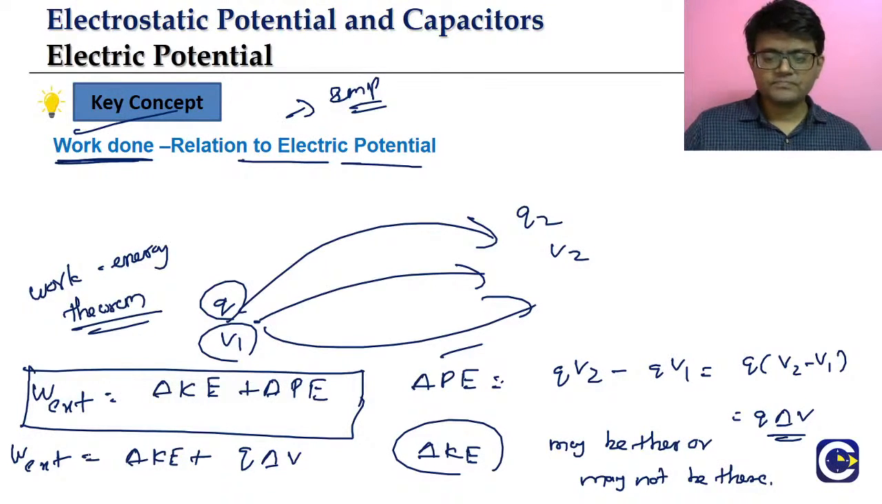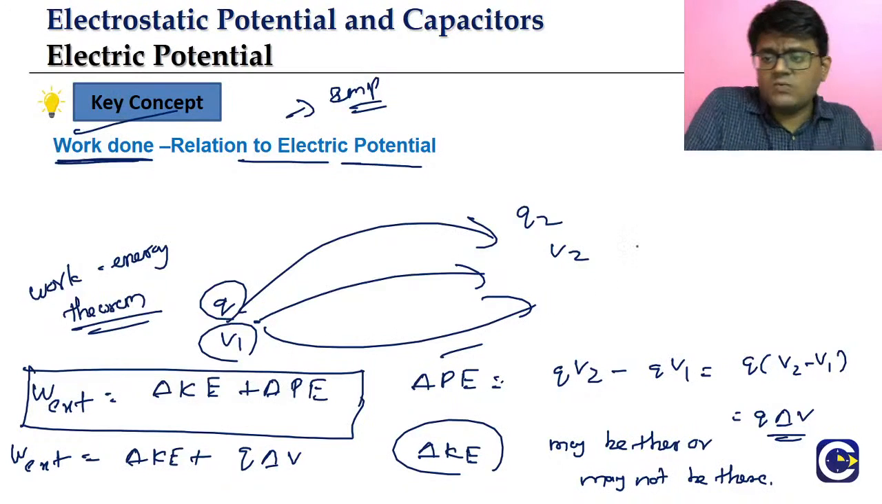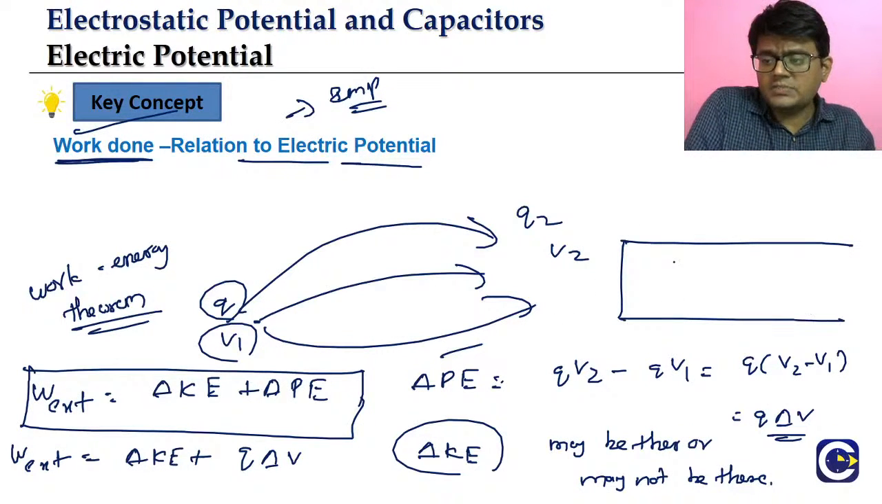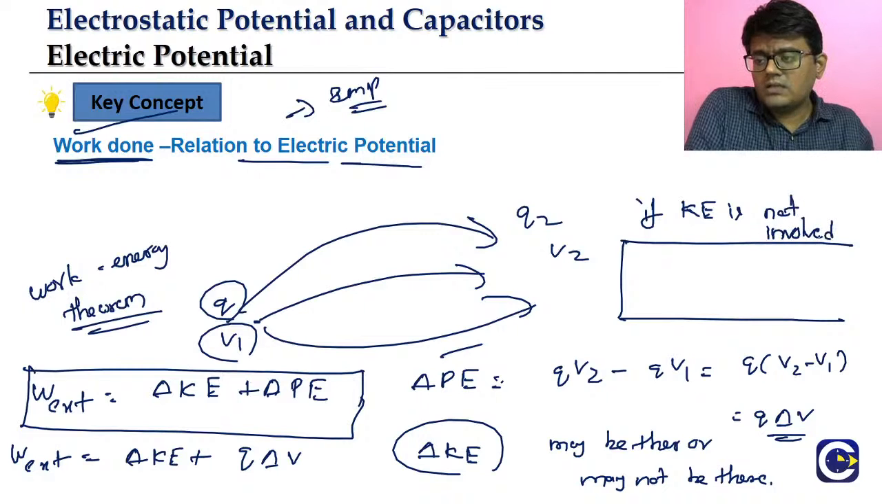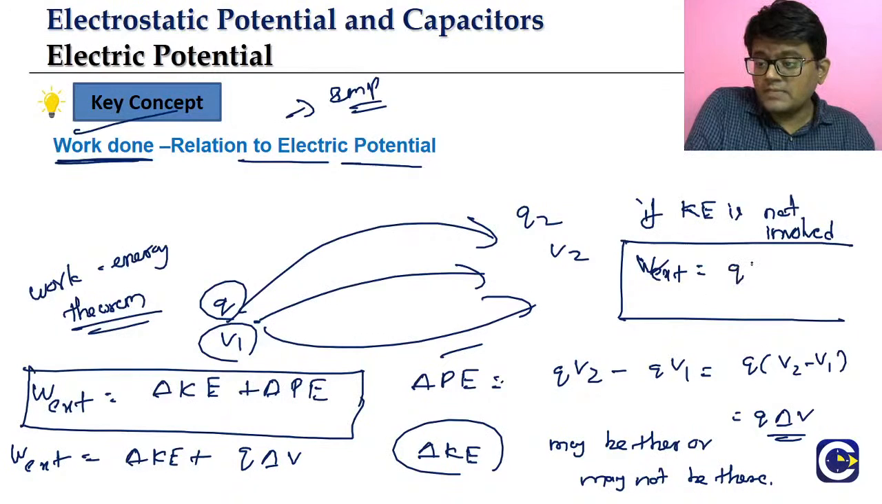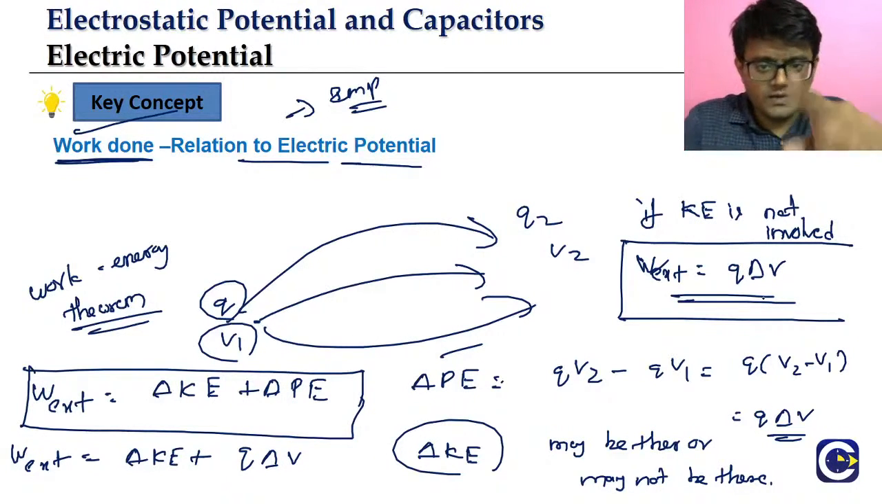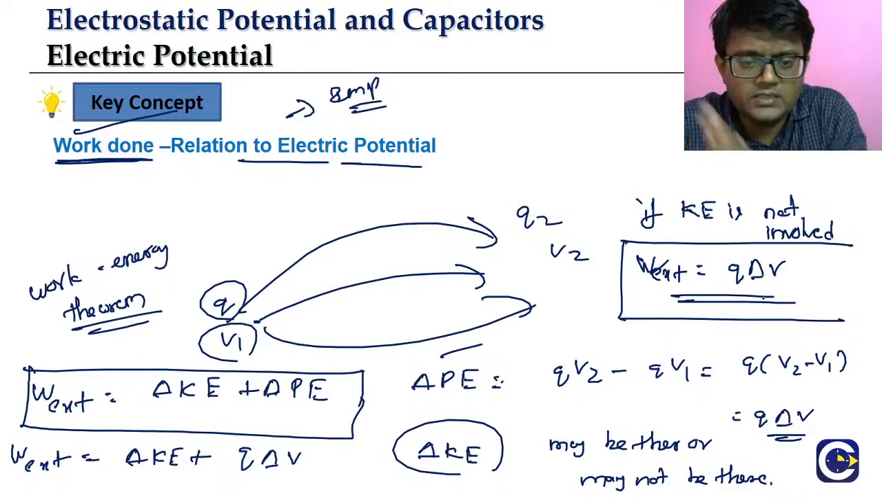Okay. Idhula na sonna madri, if we assume that the kinetic energy term is not involved, then what is it going to be? Under that assumption, kinetic energy is not involved in vechkonga, appo enna agum, the kinetic energy term varadu, and the work done by external force will be simply equal to what? Q times delta V. Okay, adu eppo varum? When we make that assumption that kinetic energy is not involved.